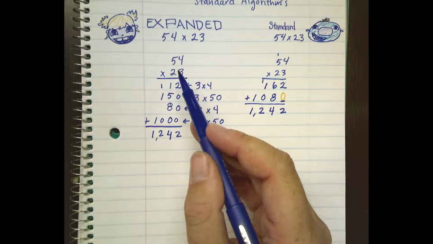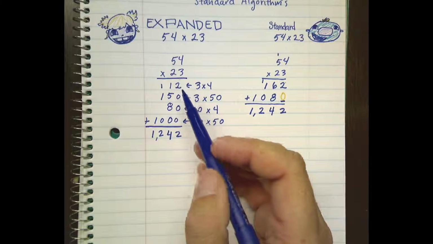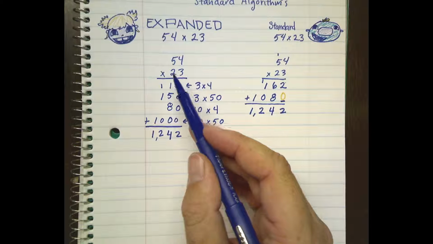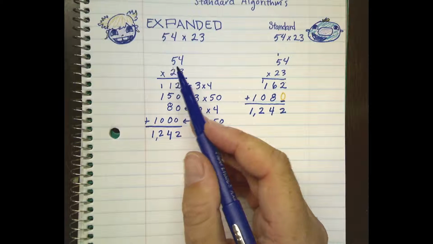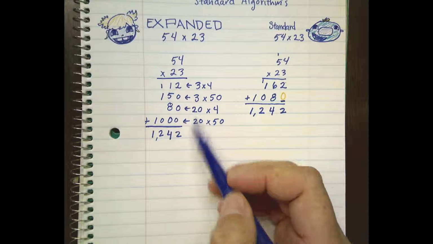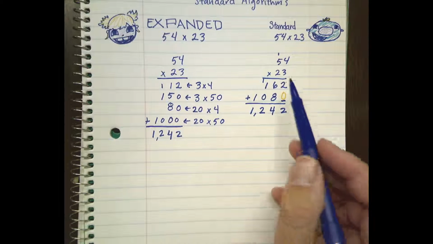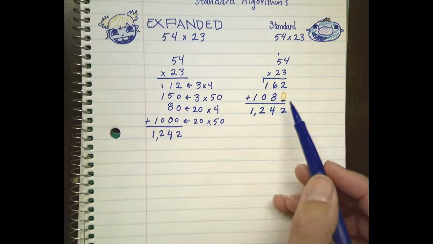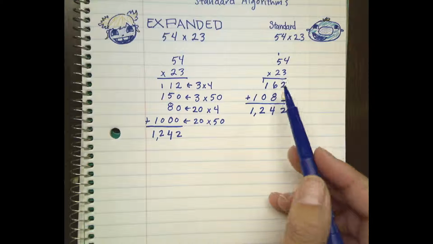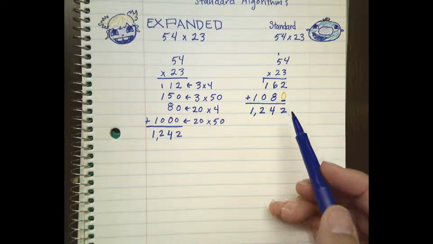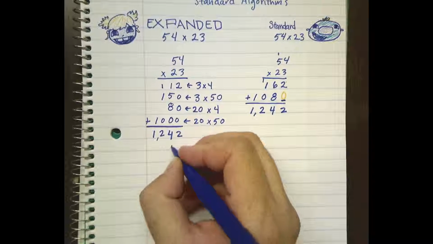So this is expanded form, where we take each part and multiply it out: 3 times 4, and then 3 times 50, and then 20 times 4, and then 20 times 50. That's what we did down here, and then we just added them up. So this is one way to think about it. And this is kind of a shortcut way, where we use this placeholder to say that we're multiplying not by 2, but actually by 20. Either way works, and you'll still get the same answer.